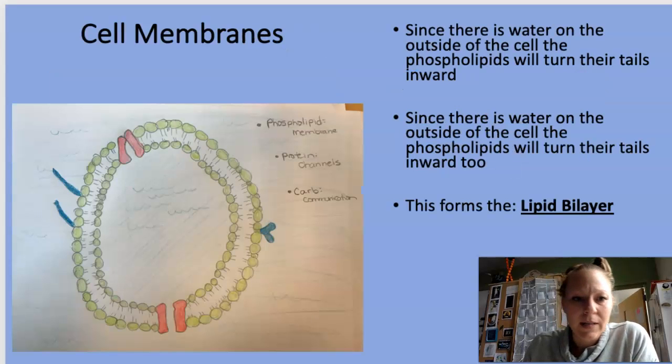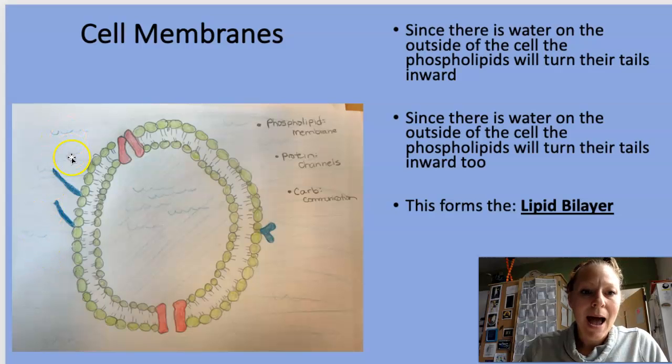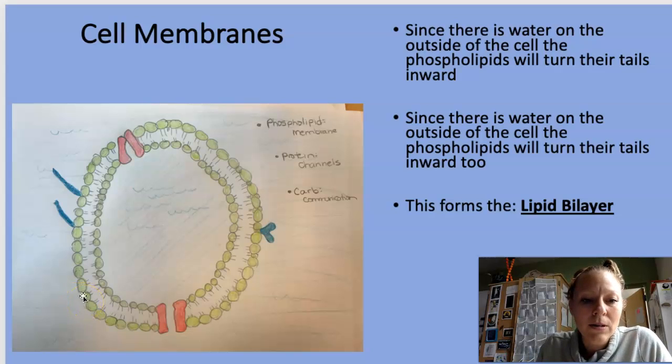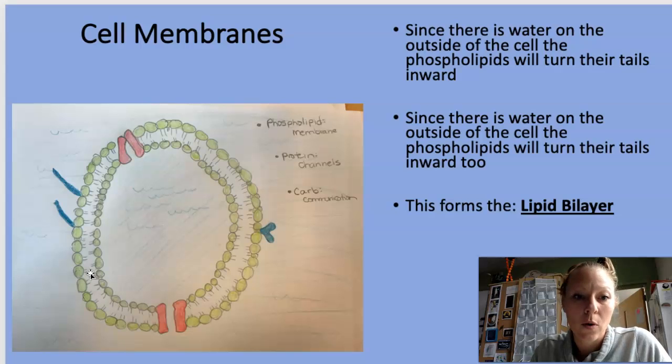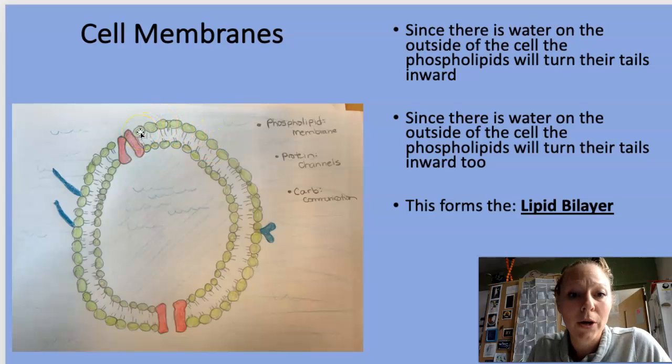So since there is water on the outside of a cell, so our bodies are made of 80% water, there's water on the outside of our cells. And so what this means is that the phospholipids are going to turn their water-loving heads towards the water. But then they're going to turn their water-fearing fatty acid tails away from the water. So here, it forms this outside boundary because all of those phospholipids are turning their fatty acid tails away and their water-loving heads towards the water.